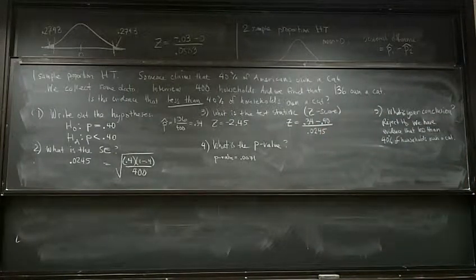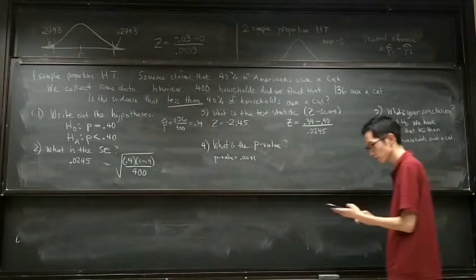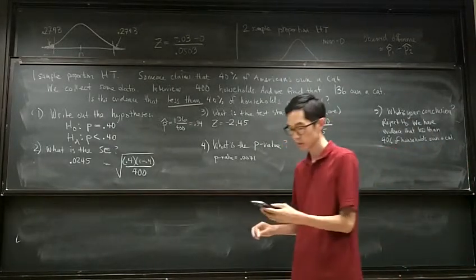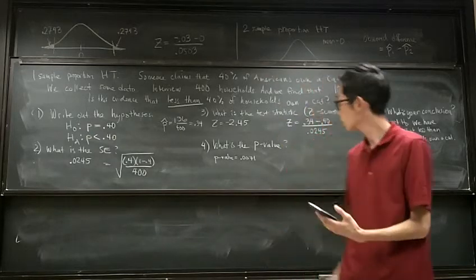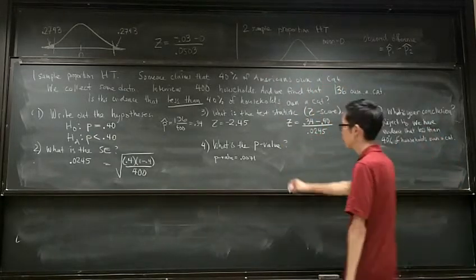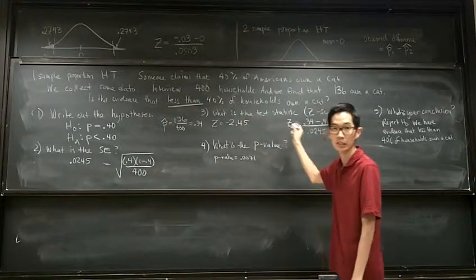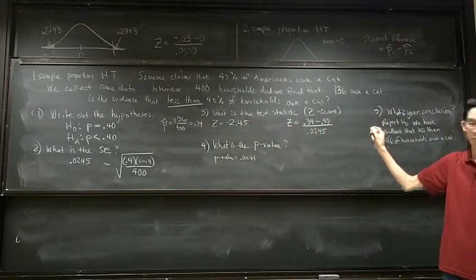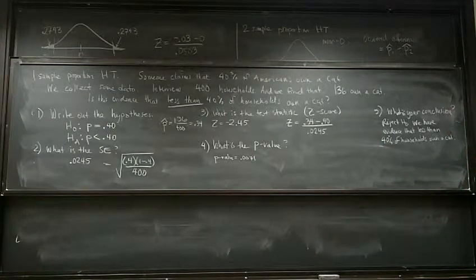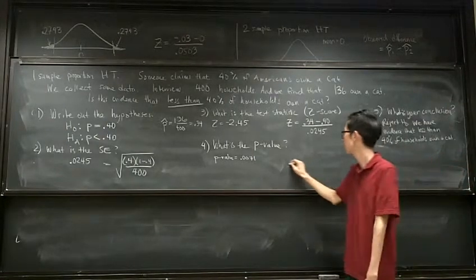Maybe because of some rounding we get this. Oh yeah, because I just did negative 2.44. I didn't round it up to 5. So when I do that, I get a Z equal to negative 2.45. Okay? So I look up Z equals negative 2.45.